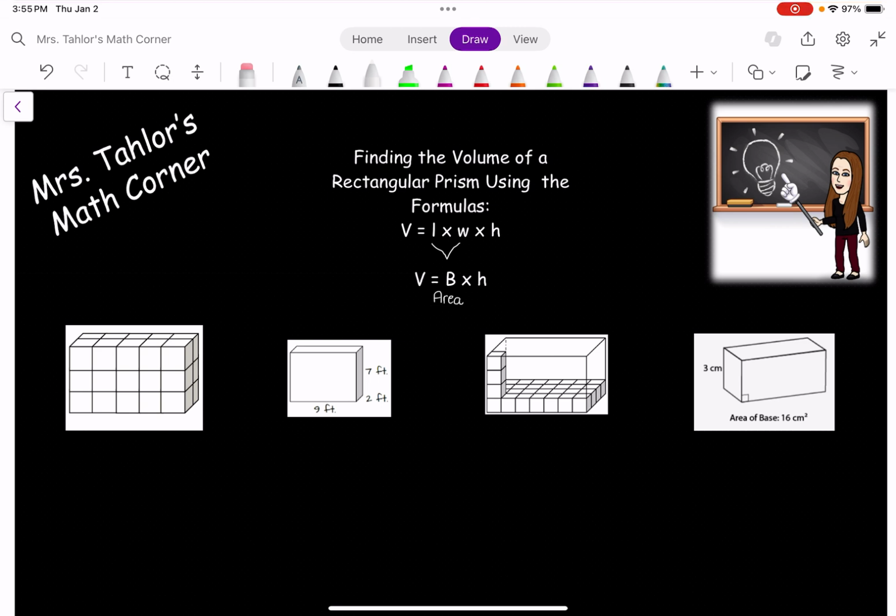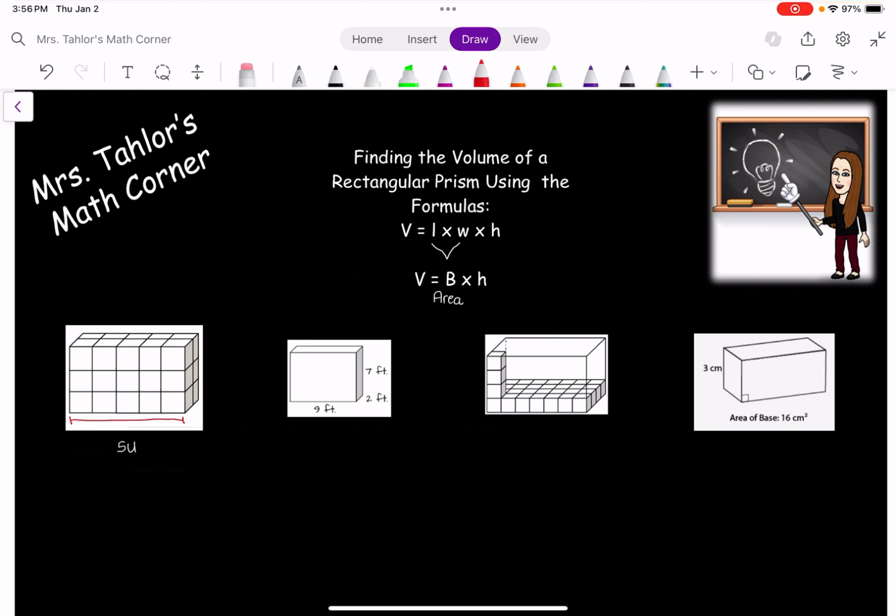times width times height. The first thing I need to do when I'm faced with a rectangular prism is I need to find the length. In these cases, when I'm offered unit cubes, I don't have an actual measurement. So I'm going to count the unit cubes to find the length. The length is 5 unit cubes, so I can write that as 5 units.